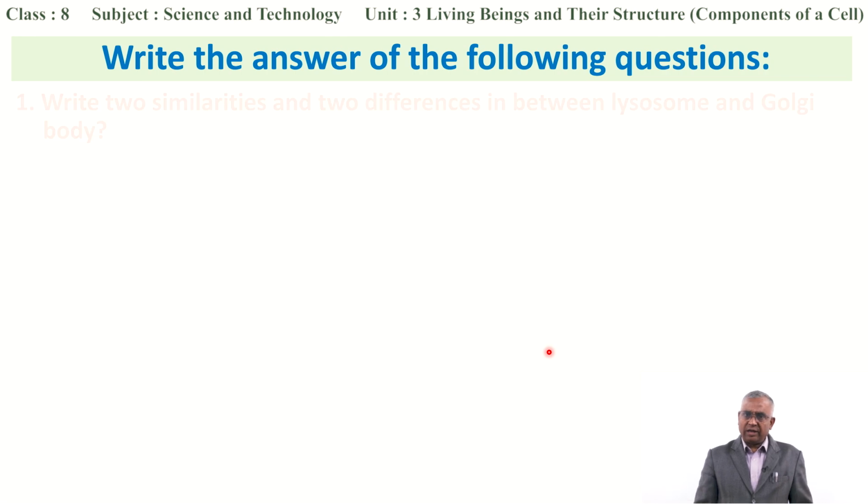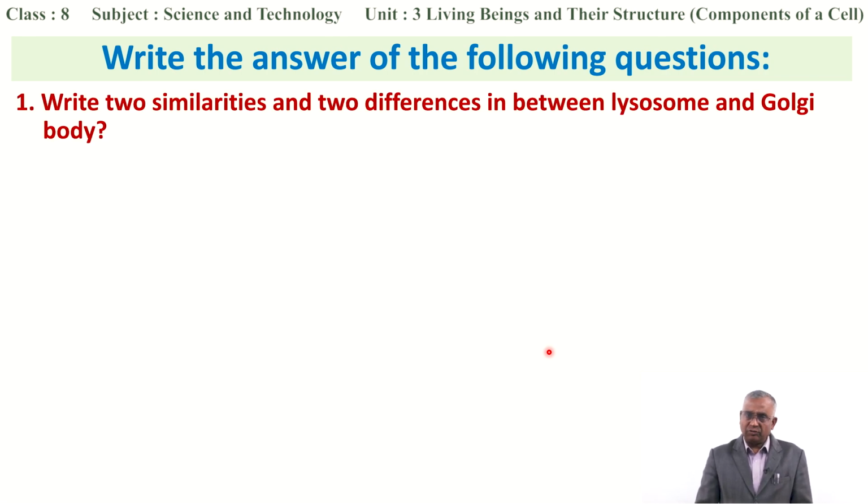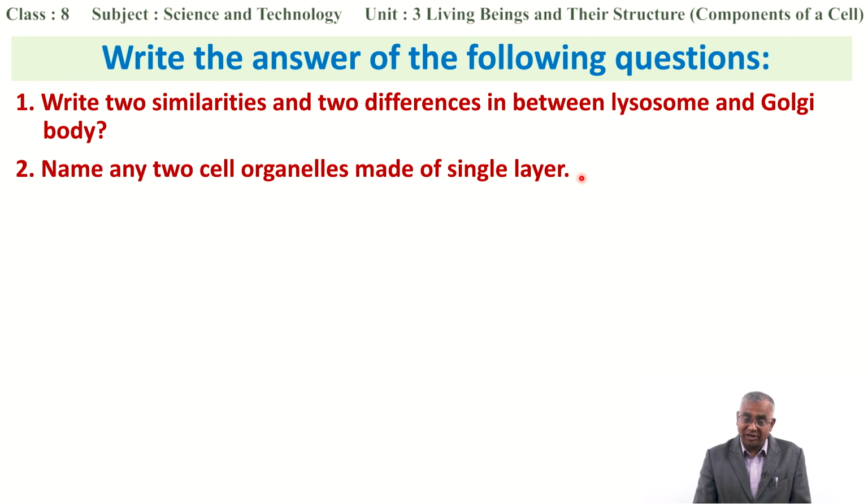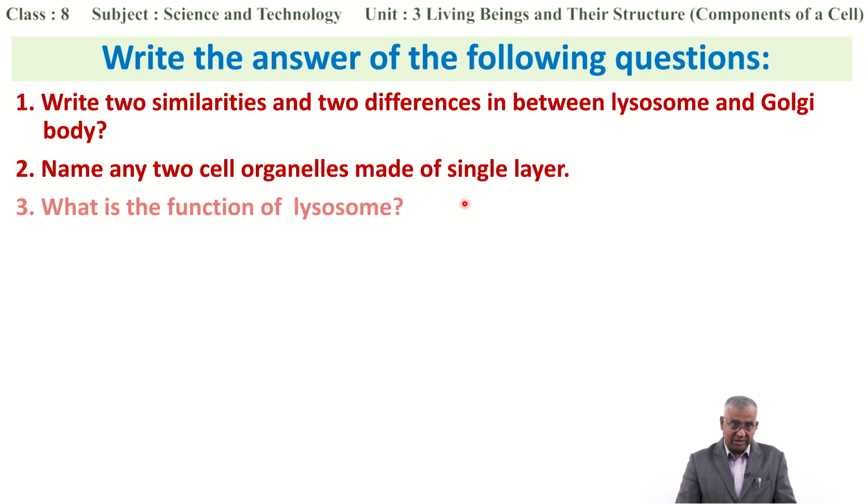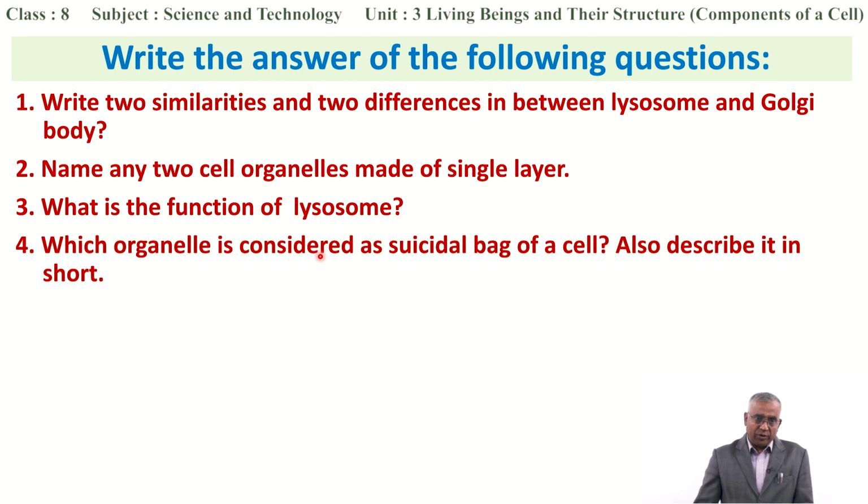Now write the answers to the following questions. There are some questions which you have to copy and write answers to, and after answering them you have to show your teacher. First question: write two similarities and two differences between lysosome and Golgi body. I think you will find it easier because we have done some things in activities also. Name any two cell organelles made of single layer. What is the function of lysosome? A single function is asked here, not what are the functions, so a single function is enough. Which organelle is considered the suicidal bag of a cell? Also describe it in short. Now you have got the answer, very close.